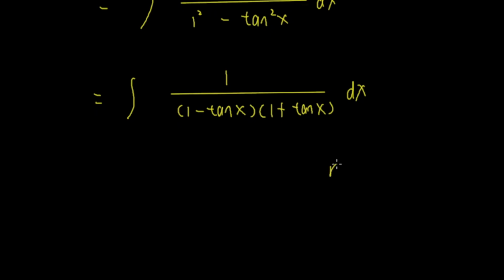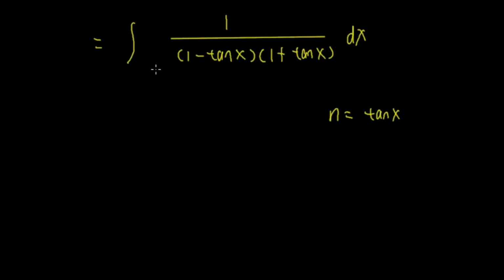So I'm going to let n equal tan x here to make it easier. Okay, so now this will become 1 over 1 minus, this is n, right? Times 1 plus, this is n. So like that.